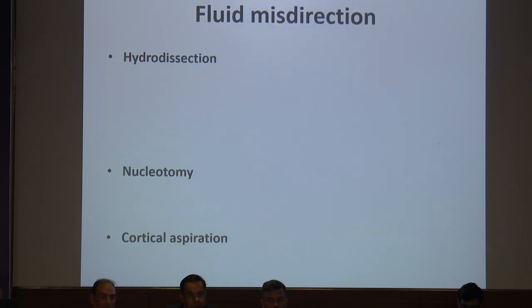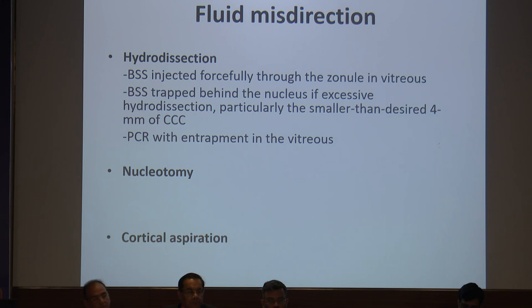So fluid misdirection can occur at various stages of phaco surgery, like in hydrodissection. If you inject the BSS through the zonules into the vitreous, instead of lifting the entire capsule, if you push a large amount of fluid through the zonules, it can go into the vitreous, particularly if there is zonular dehiscence. If there is BSS trapped behind the nucleus during hydrodissection, it can also lead to a hard eye. And if there is PCR with entrapment in the vitreous, that can also lead to it, sometimes during nucleotomy.